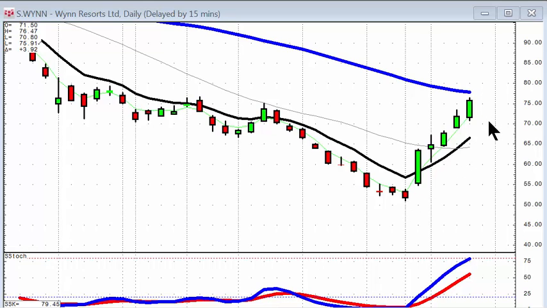Again, this is not rocket science. This is just the graphic depiction of what goes on in human nature, and it allows us to analyze a trend with the same accuracy as somebody that's been trading in the market for 50 years.